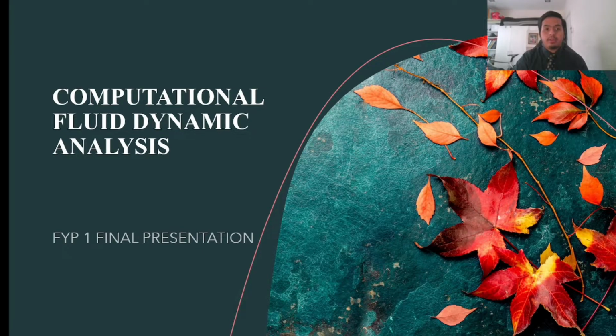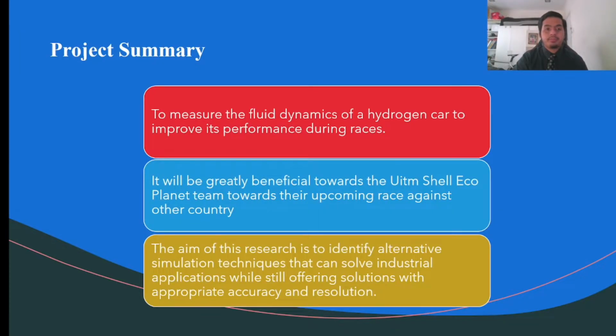I will be presenting on computational fluid dynamic analysis for my final year project 1 presentation. As for the project summary, it is to measure the fluid dynamics of a hydrogen car to improve its performance during races. It will also be greatly beneficial towards the UiTM Shell Eco-Marathon team for the upcoming race against other countries. The aim of this research is to identify alternative simulation techniques that can solve industrial applications while still offering a solution with appropriate accuracy and resolution.